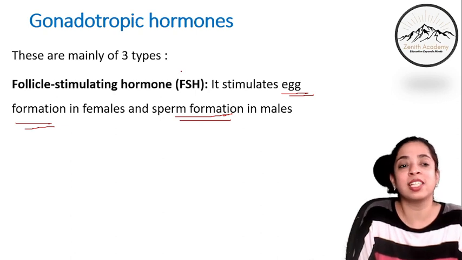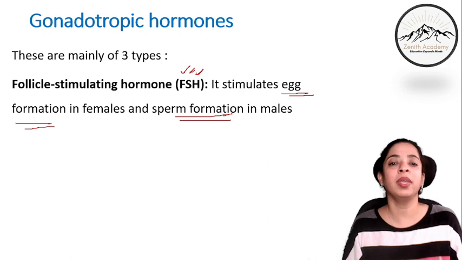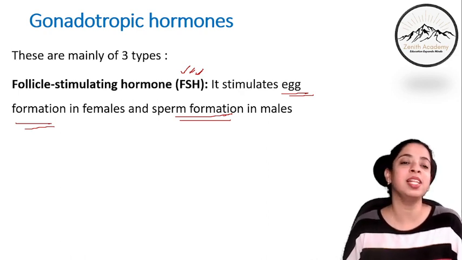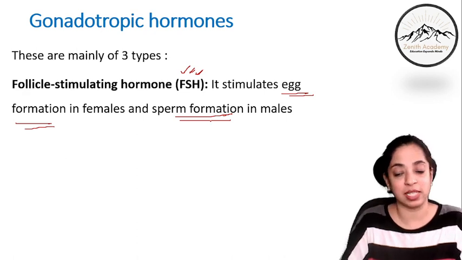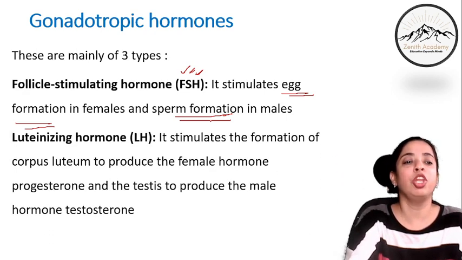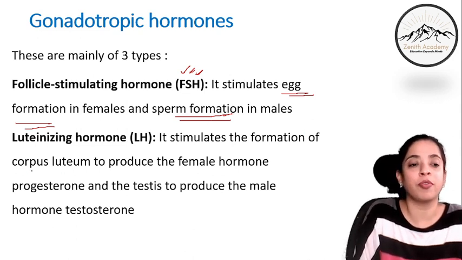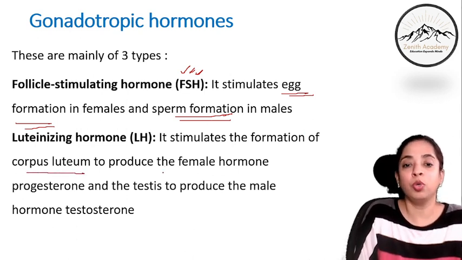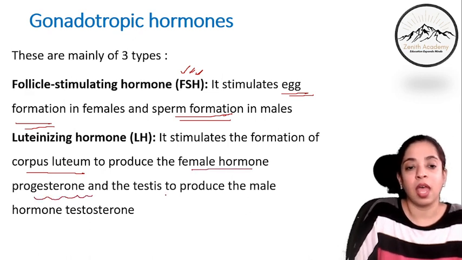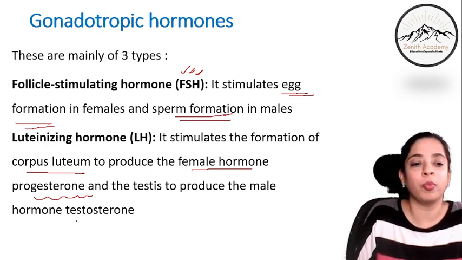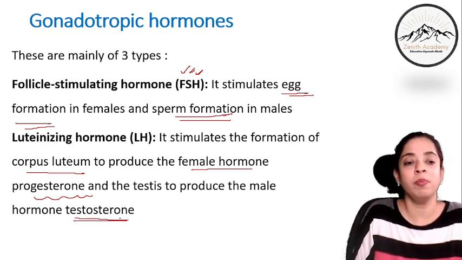As the name suggests, it is follicle stimulating hormone. It is stimulating, helping in the formation of eggs, the follicles, in females and sperms in males. Next is luteinizing hormone, LH. It stimulates the formation of corpus luteum to produce the female hormone progesterone, and it also stimulates the testis to produce the male hormone testosterone. I hope this is clear.